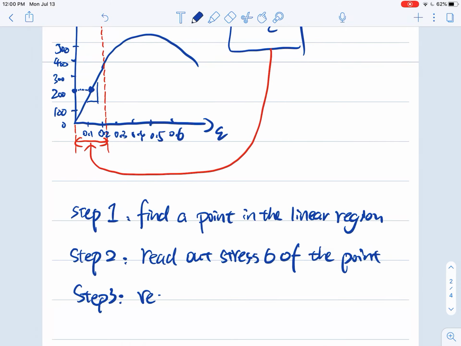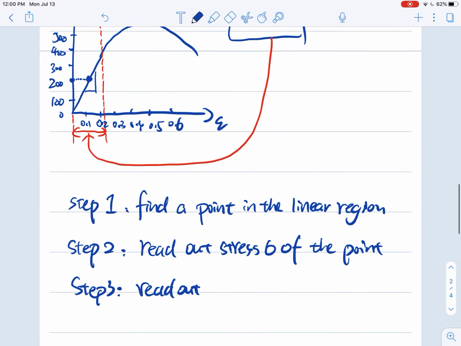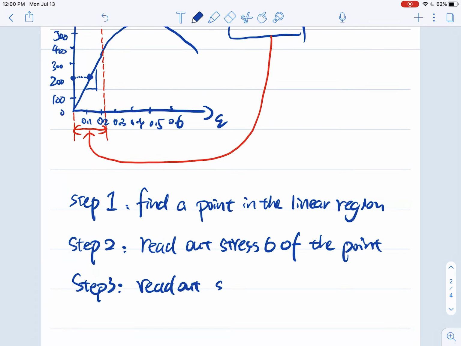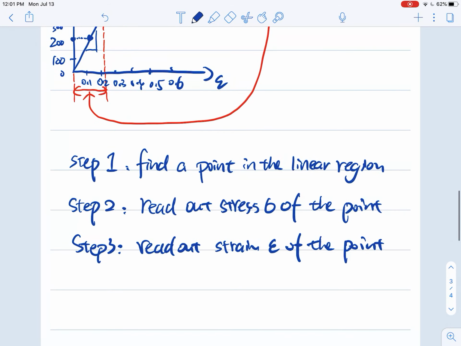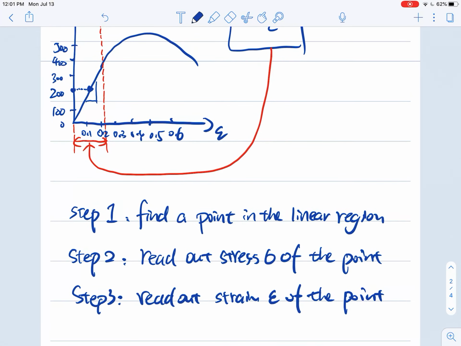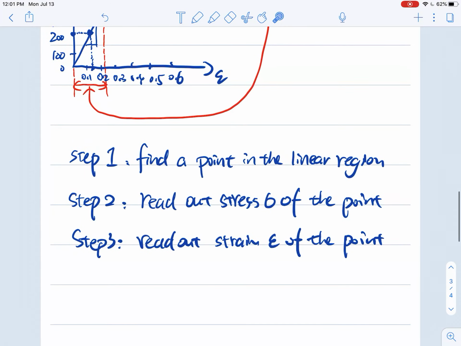Right, step 3, read out the strain of that point. In order to read the strain of that point, you just need to draw a vertical line passing the selected point, and you will find the intersection and read out the value at that point. In this case, it's around 0.15.